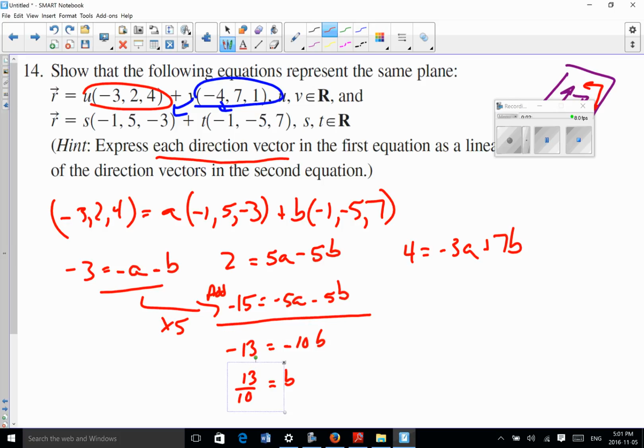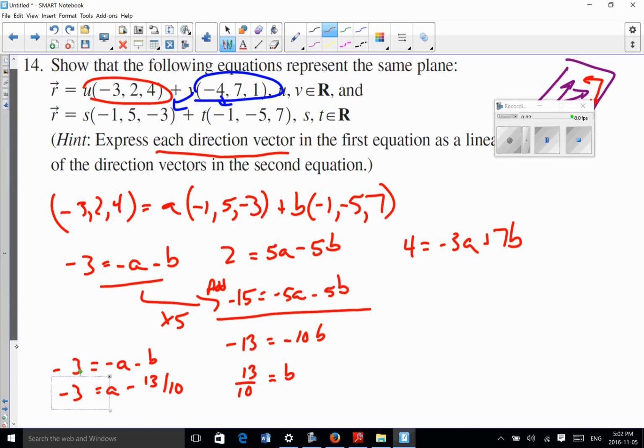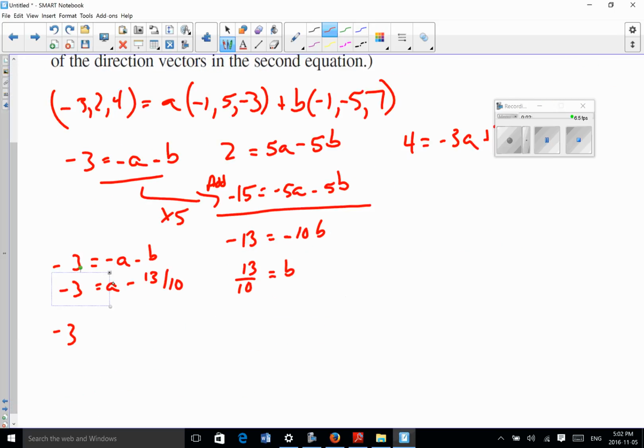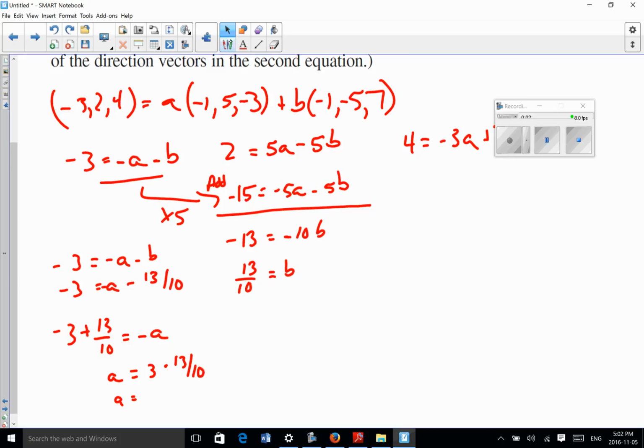I'll go back to my original equation. Again, the original equation was negative 3 equals negative a minus b. I can now solve this for a. So rearranging, negative 3 plus 13 over 10 equals negative a. Or in other words, a equals 3 minus 13 over 10, which is the same thing as 17 over 10.